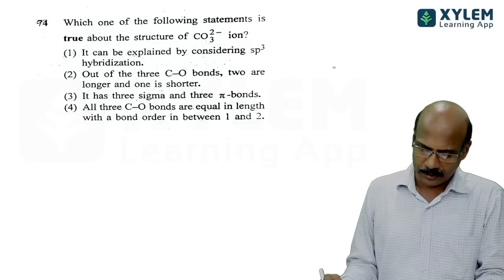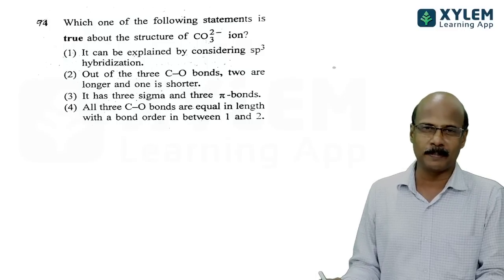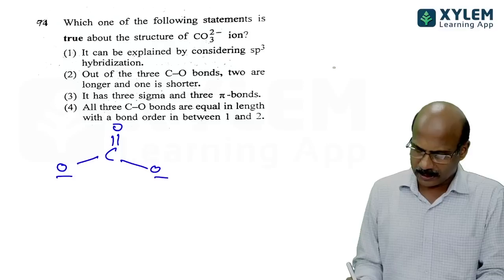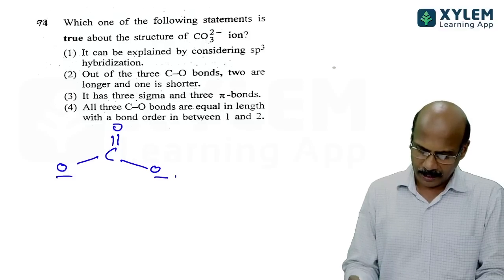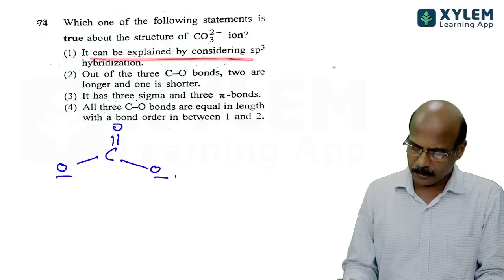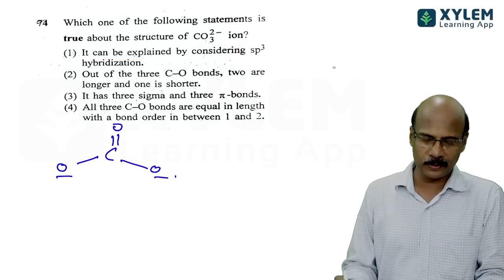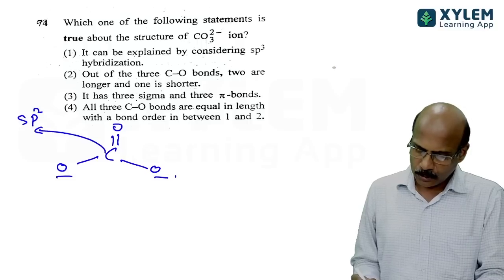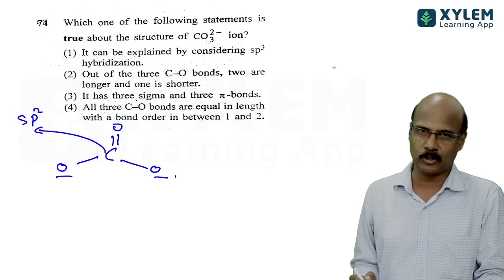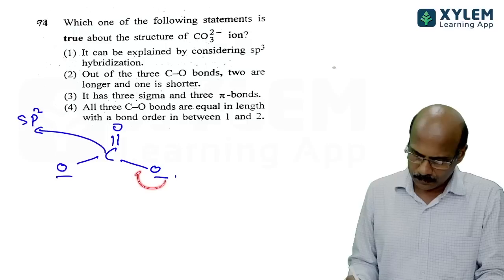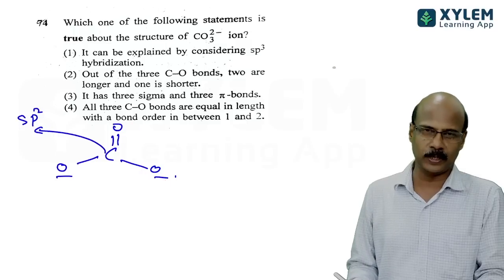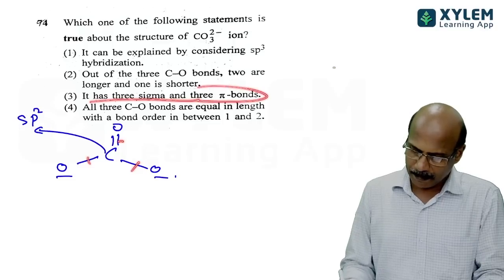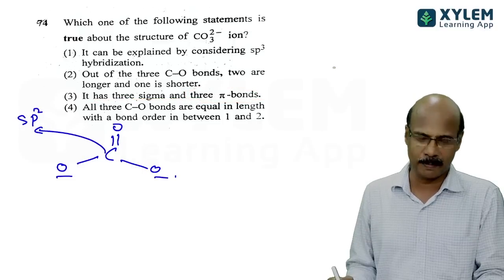Which one of the following statements is true about the structure of carbonate? You know, in your NCERT textbook, they give you the canonical structures of the carbonate species. The first one, they say it can be explained by considering sp3, is wrong. In carbonate, carbon possesses sp2 hybridization. Out of CO bond lengths, 2 are longer is not correct because all the bonds are identical because of the resonance. It has 3 sigma bonds, 1, 2, 3, is correct, and 3 pi bonds is wrong. There is only 1 pi bond.